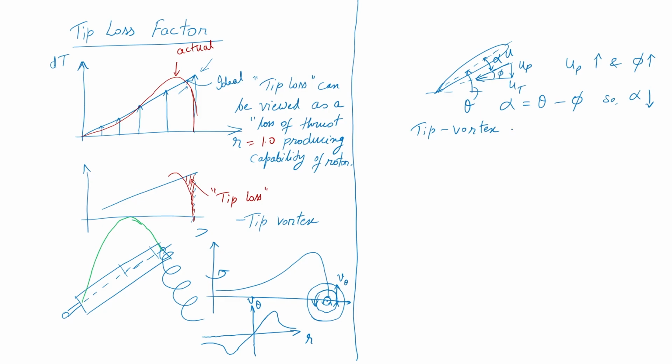Tip vortex increases up, causing alpha to decrease, and this makes lift go to 0.